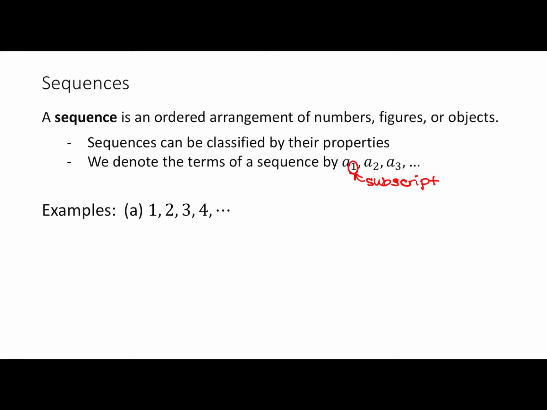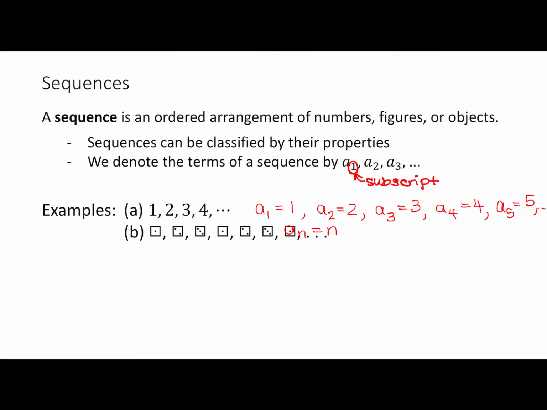So here's a sequence: 1, 2, 3, 4. In this sequence, a1 is the first term, and that's 1. a2 is the second term, that's 2. a3 is 3. And a4 is 4. You could guess, based on the pattern, what's going to keep happening. So what would a5 be? It should be 5. And in general, an, the nth term, is just going to be n.